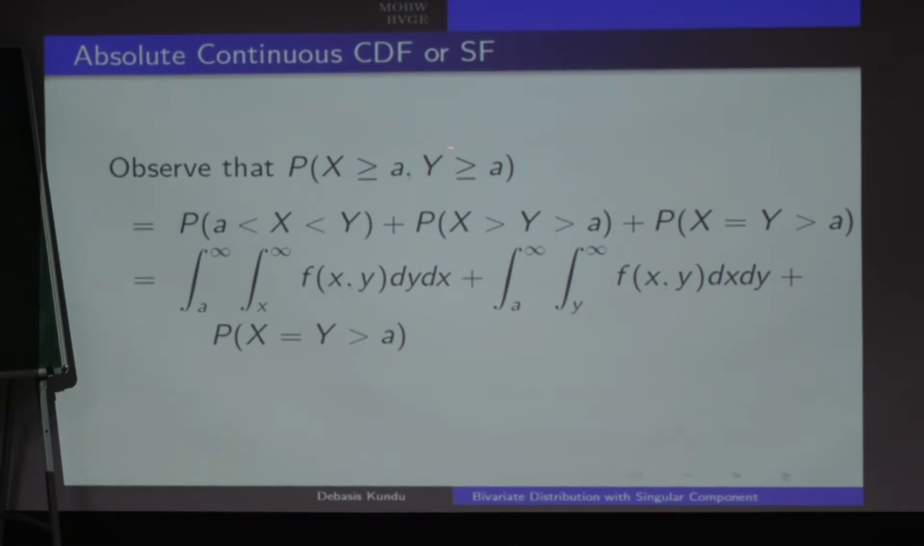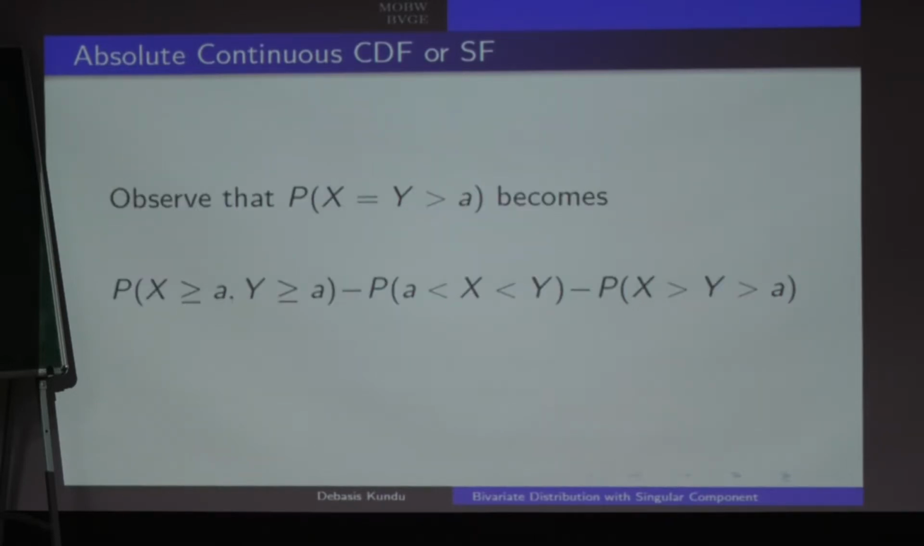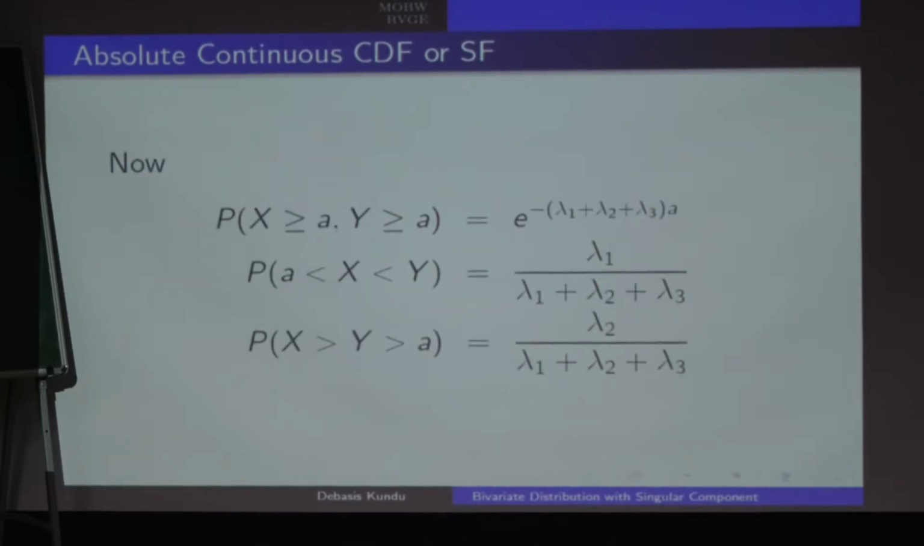I already have that quantity in my S of xy, and I have these two quantities also. So probability x is equal to y greater than a is this minus this minus this. Okay, so far so good. Now let's try to compute. Yeah, there is a mistake here. This should be e to the power. So probability x greater than or equal to a, y greater than or equal to a.